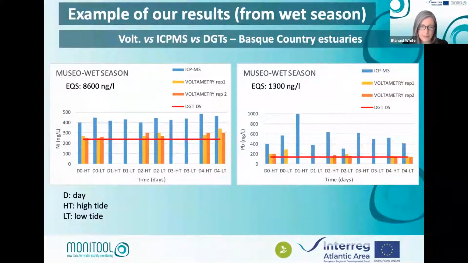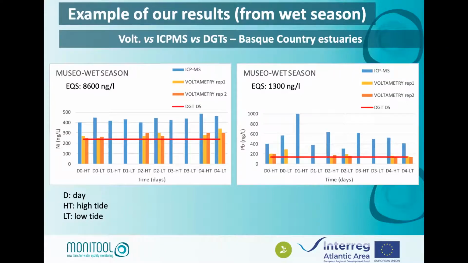This is an example of the type of analysis that we were able to carry out. You can see we were able to detect total metals, the DGT concentrations, and the individual voltammetry results, and this is what formed the basis of the database that we used for the analysis that Ifremer are going to talk to us about later this morning.